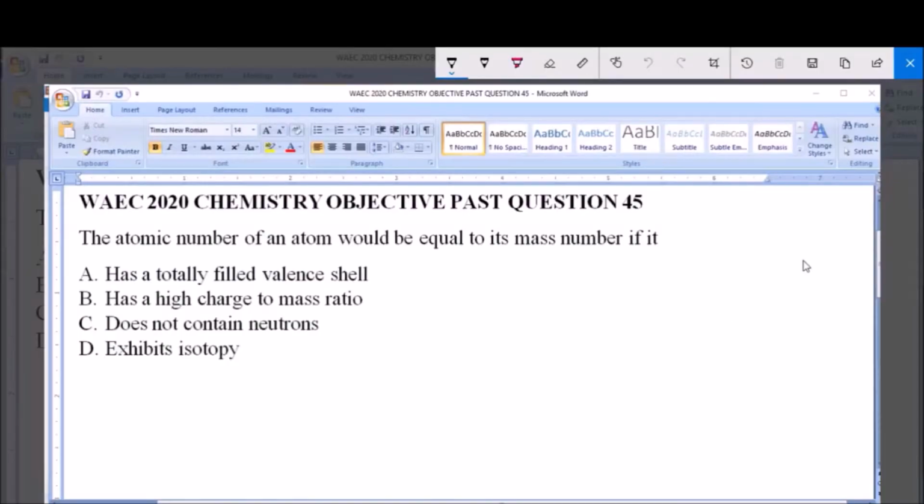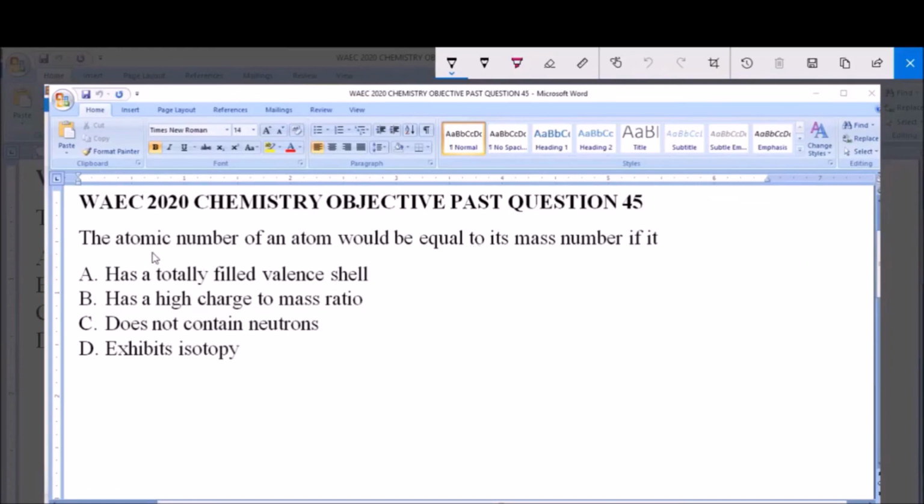Hello and welcome. I'm going to be answering WAEC 2020 Chemistry Objective Past Question 45. The atomic number of an atom would be equal to its mass number if it A has a totally filled valence shell, B has a high charge to mass ratio, C does not contain neutrons, D exhibits isotopy.